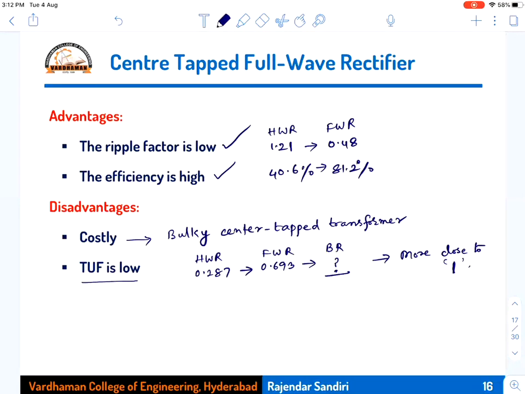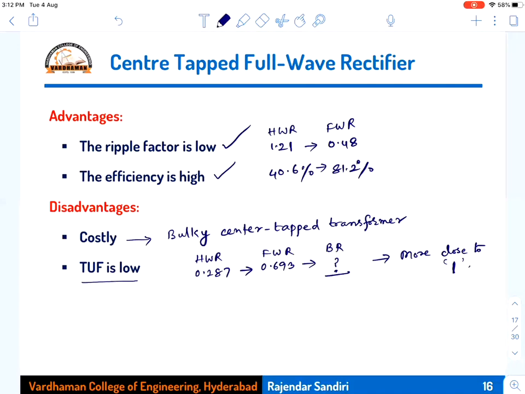So it is 0.287 in half wave rectifier, 0.693 for full wave rectifier. Maybe there is another full wave rectifier circuit, which is the bridge rectifier. If we get more than that, then definitely it will be advantageous for us. So transformer utilization factor is still low, but we have got another circuit which will improve this transformer utilization factor further, more close to 1. So these are all the advantages and disadvantages of center tap full wave rectifier.